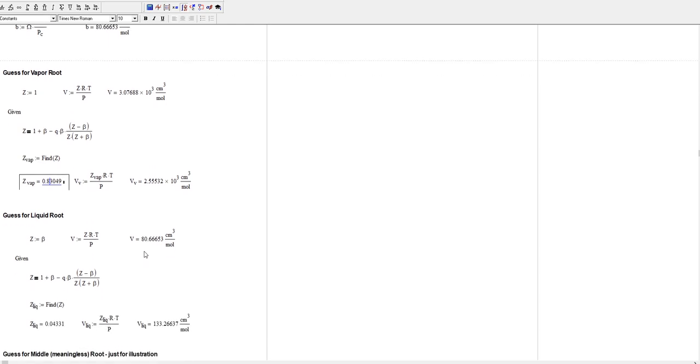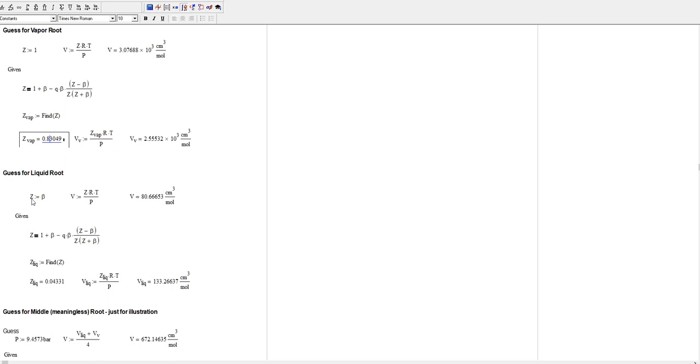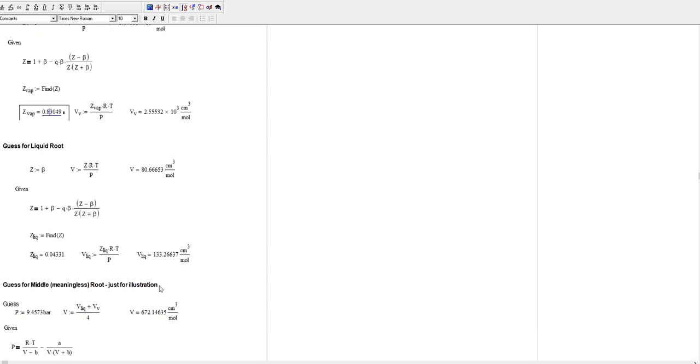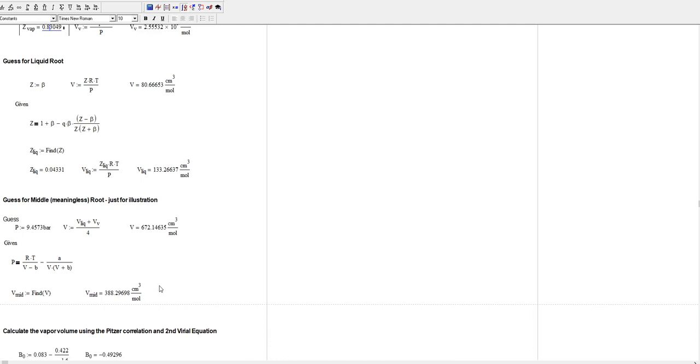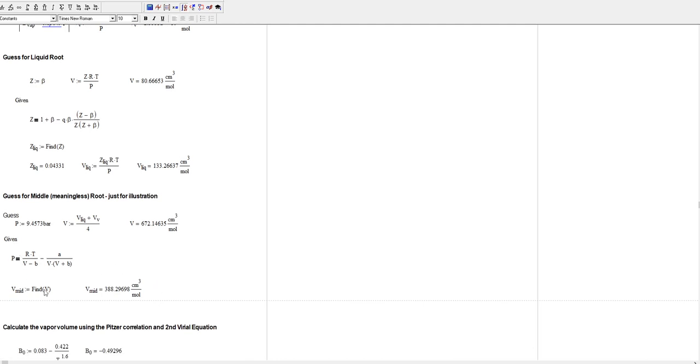I do the same thing for the liquid root. I make my guess, and remember that corresponds to a volume of about 80.6. I'm using the same equation and the same Find, and this is my Z for the calculated liquid, and I get 133 centimeters cubed per mole. If I want to, I can make a guess for the middle root as well, and I end up getting a value of 388.